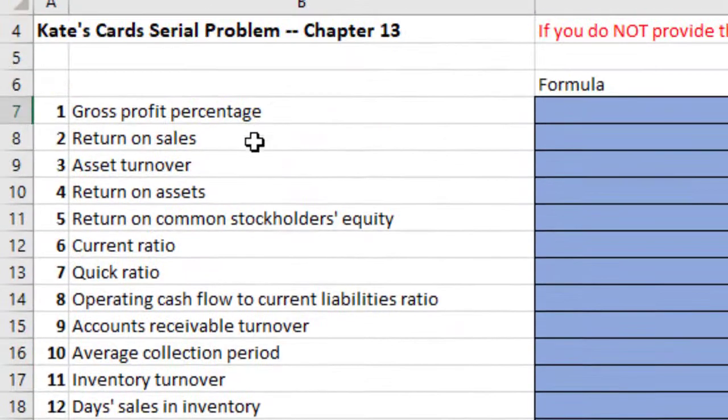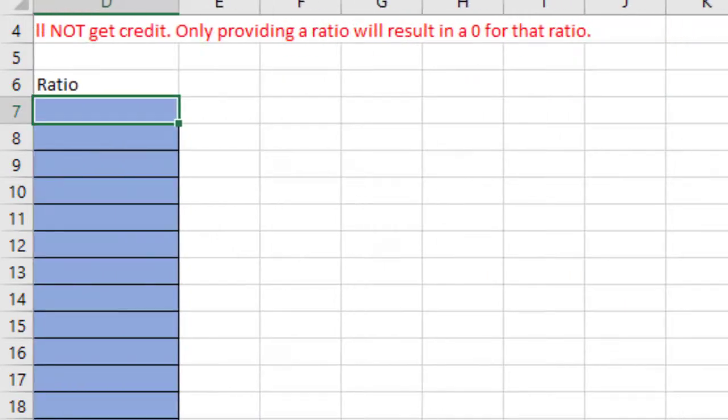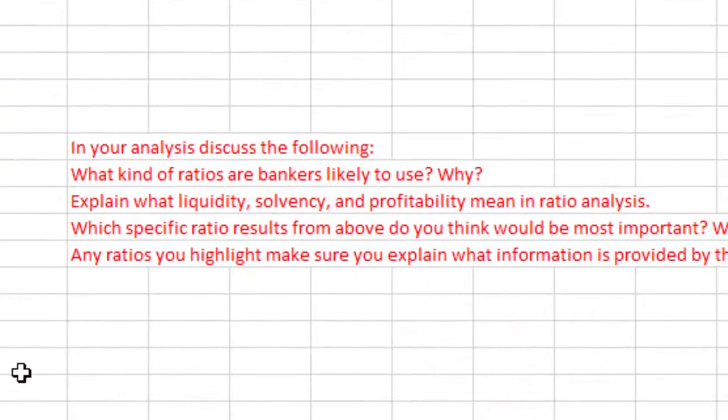Of these ratios, you don't have to go through all of them, but which of these would be important to a banker, and why would they be important to a lender? You can just say lender if you want. And for any of those ratios that you chose, make sure that you explain the ratio. What does it tell you? How is it calculated? Why is it important? And why do bankers use it? That's the kind of information I want here.